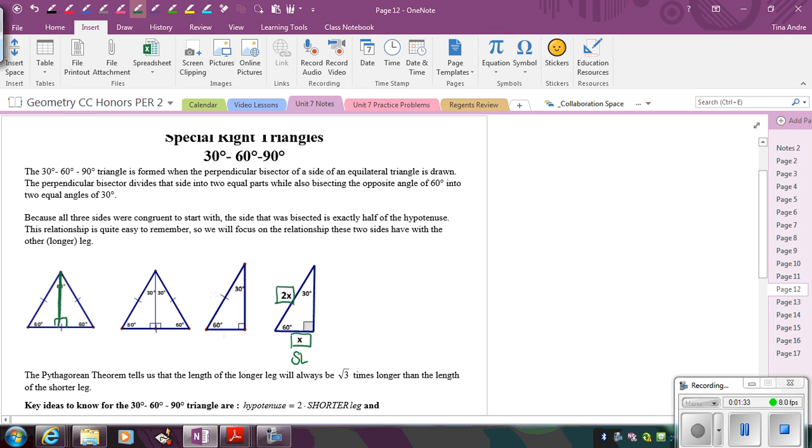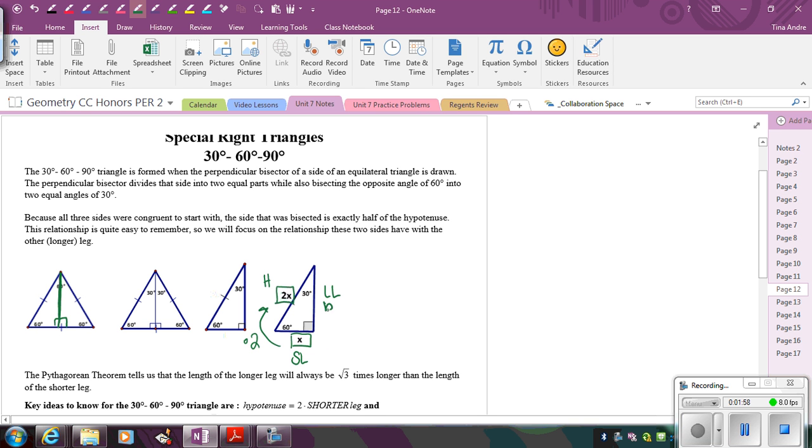And if that altitude is serving as the perpendicular bisector or the median, it's splitting one of those sides into two equal parts. So that's why this relationship between the shorter leg to get to the hypotenuse, it's always times 2, or the shorter leg is always half of the hypotenuse. So the question becomes, how do you know what this longer leg has to be? So I'm going to call that the longer leg.